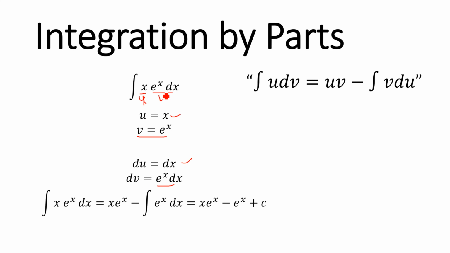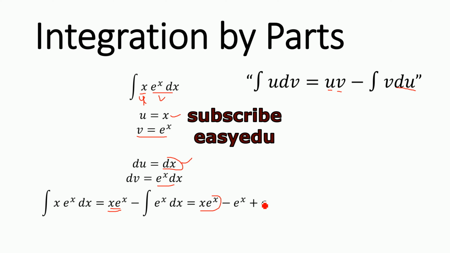Now expanding this function according to the formula, we will have uv, so u is x and v is e power x, so we have x e power x minus, this is the minus sign here, and then we will have integral of v du. So the value of v is e power x, and du, the differential we have taken, is equal to dx. So we have the integral of e power x dx, and the integral of e power x is equal to e power x. So finally we have x e power x as the uv term, and the integral of e power x is e power x, plus c, the integration constant.